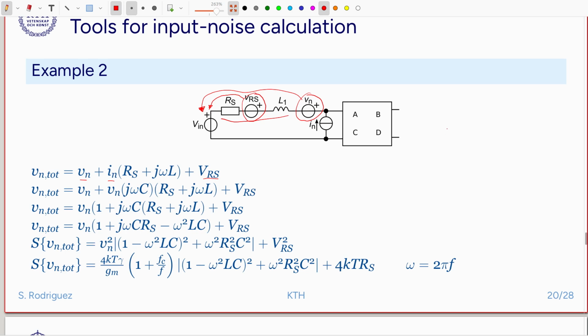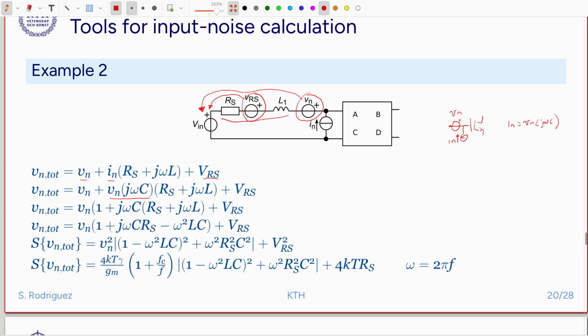Then if I assume that I have one transistor here, and this transistor has Vn and then has En as input referred noise, and En is equal to Vn multiplied by jωC. Then I just replace this one here, and then we start to see how important it is to keep the signs and what is the impact of multiplying complex numbers with complex noise represented by complex vectors.